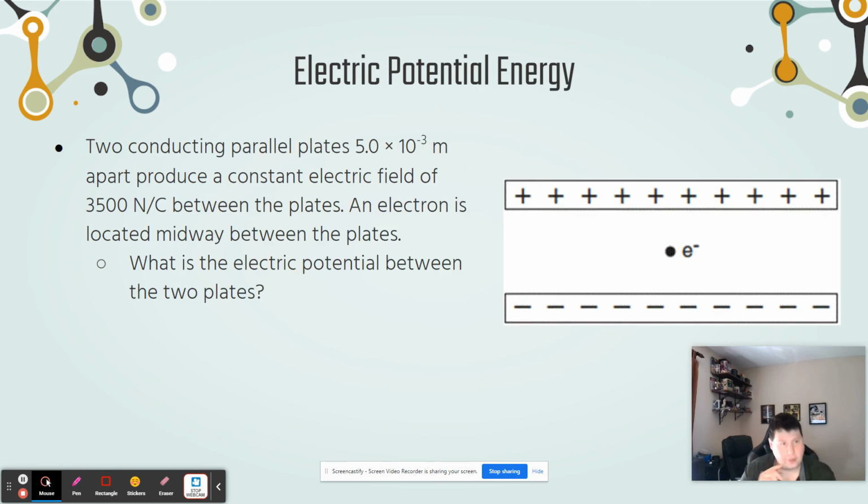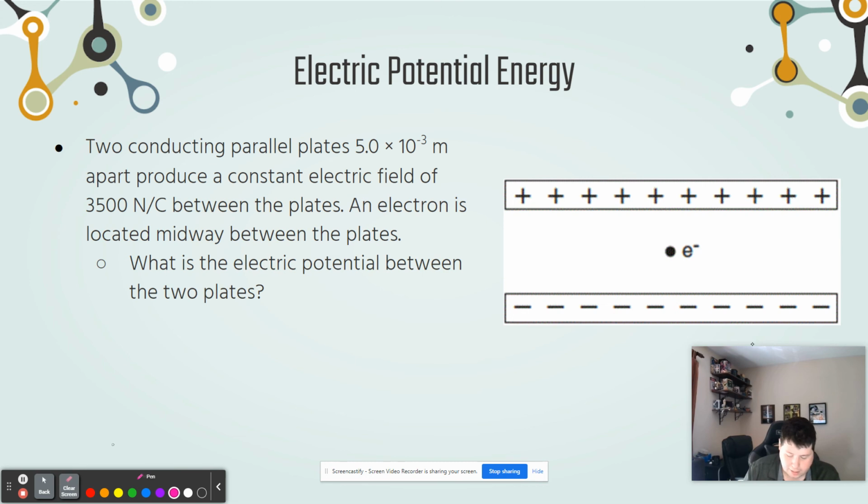So I next want to take a look at an example, that same exact example we saw before. It says two conducting parallel plates that have that distance apart are producing a constant electric field of 3,500 newtons per coulomb between the plates. And it says, what's the electrical potential difference between the two plates?